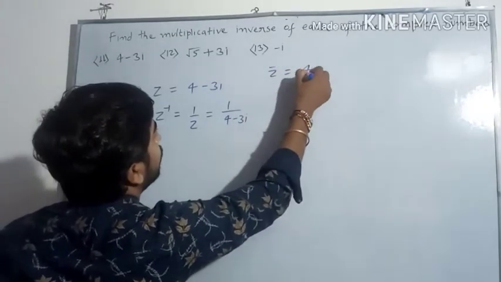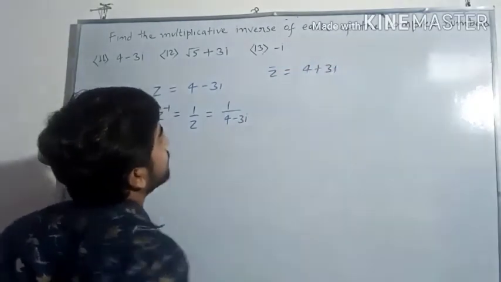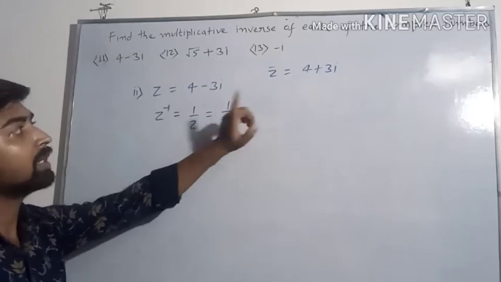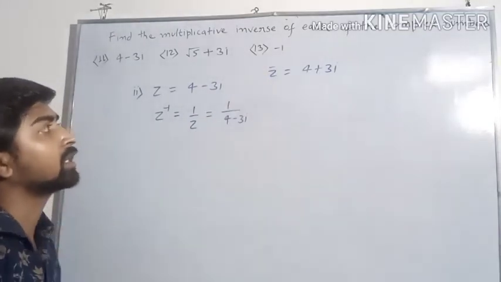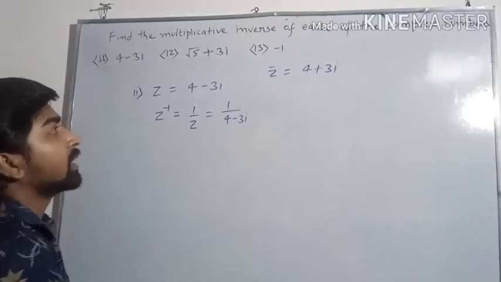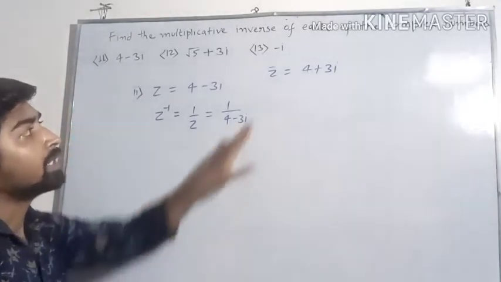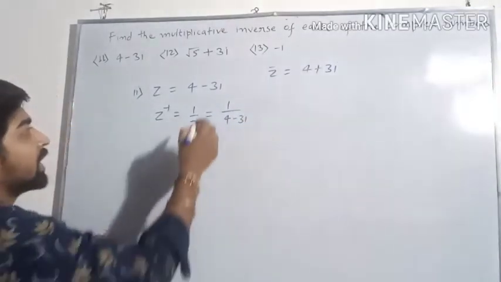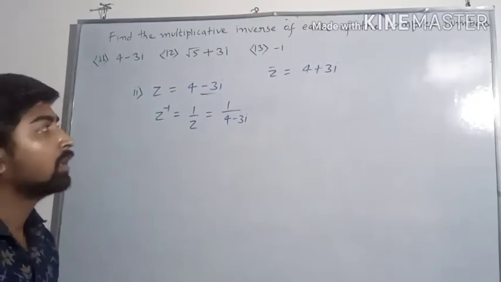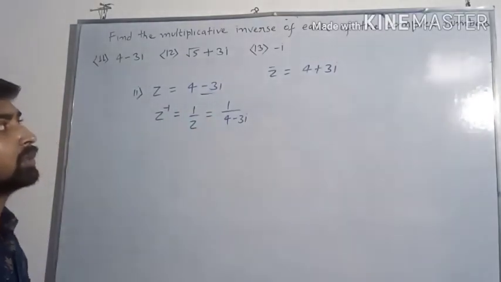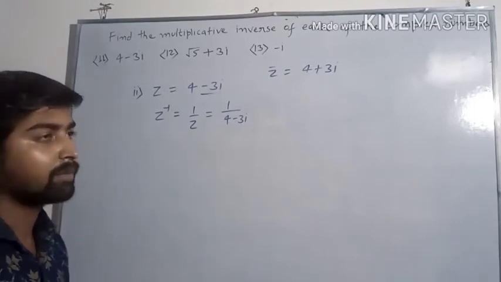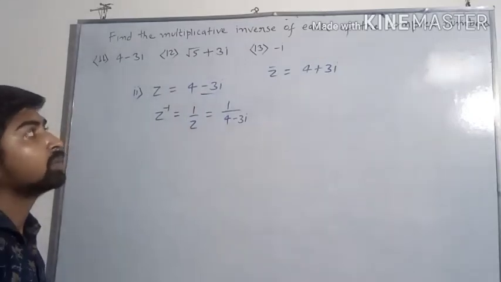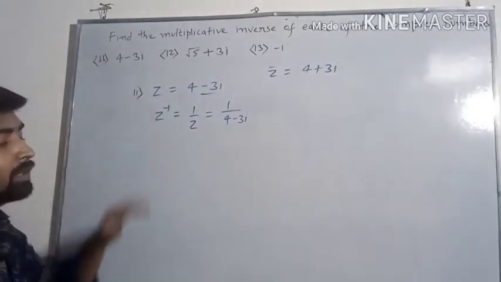The conjugate of complex number z equals 4 minus 3i is z bar, which equals 4 plus 3i. We represent the conjugate of a complex number by z bar. We change the sign of the imaginary part of the complex number to get the conjugate of the given number.